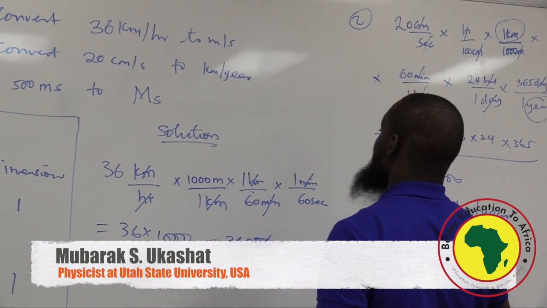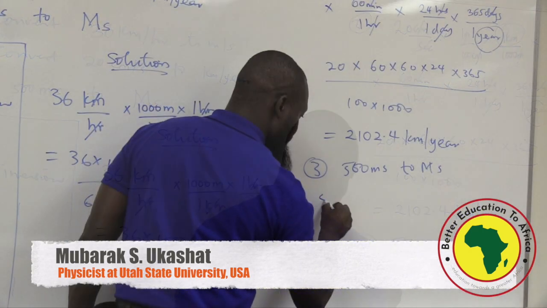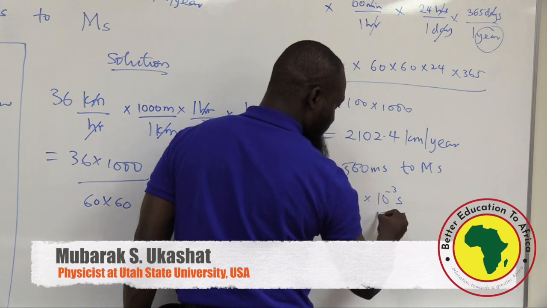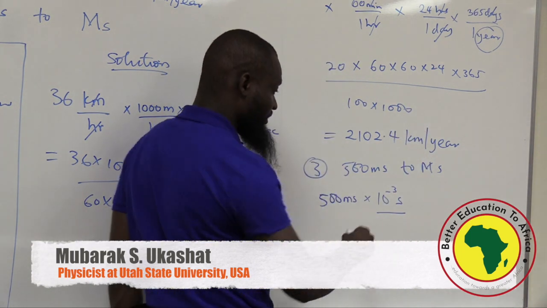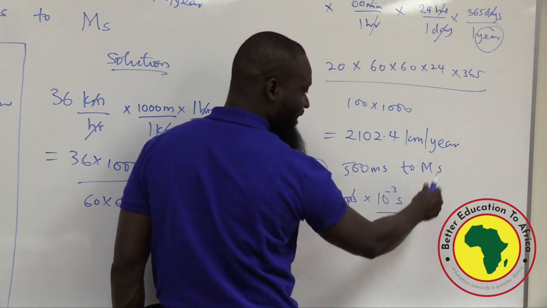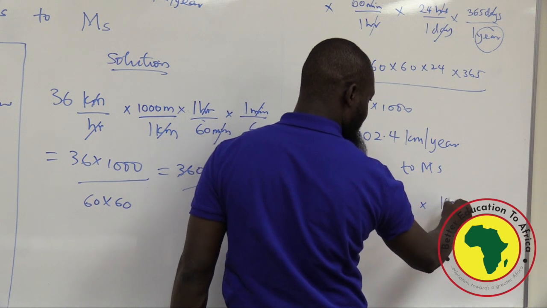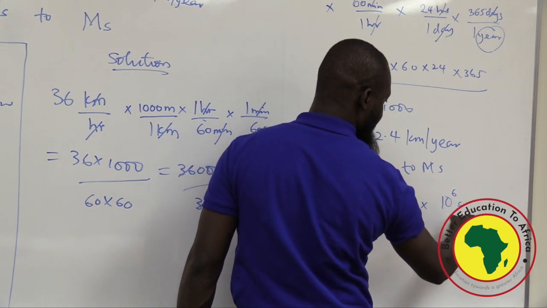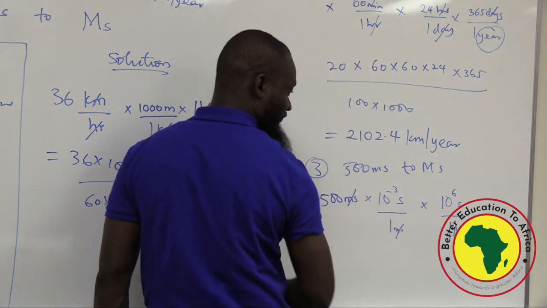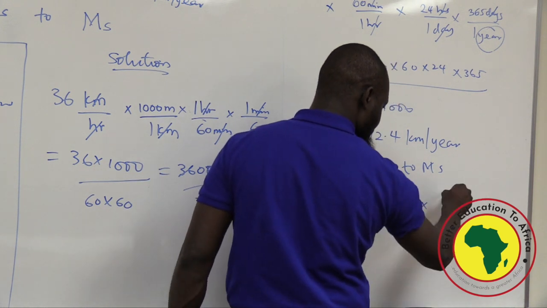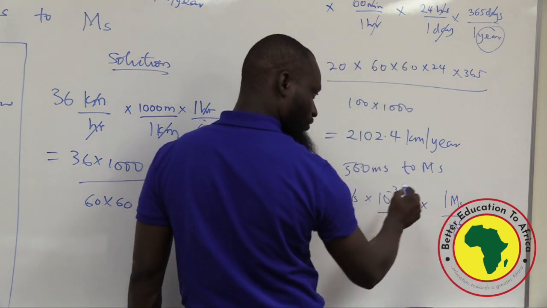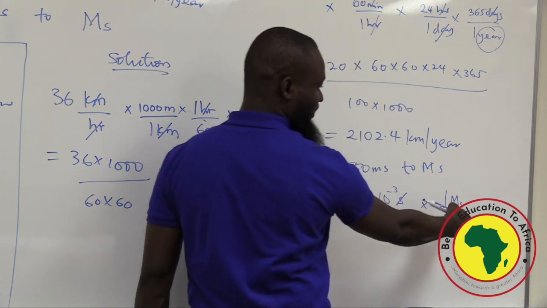500 milliseconds to megaseconds. Okay? So this is 500 milliseconds times 10 to the minus 3 seconds. If you look at the table we drew for the submultiple of units, that is 1 millisecond. So milliseconds cancel milliseconds, we have seconds, but we want megaseconds. So I know 10 to the 6 seconds is 1 megasecond. I have to flip that around because I want the seconds to cancel. So 1 megasecond is 10 to the 6 seconds. Okay? So seconds cancel seconds. All I have left is megaseconds.